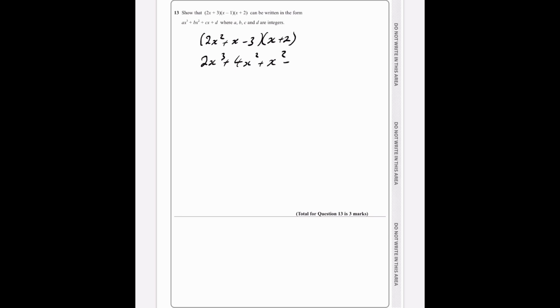And then at the end, I've collected all of the like terms, collect the same powers of x together, we get 2x cubed plus 5x squared minus x minus 6. It's not necessary to write them in descending powers of x, but it is much prettier.